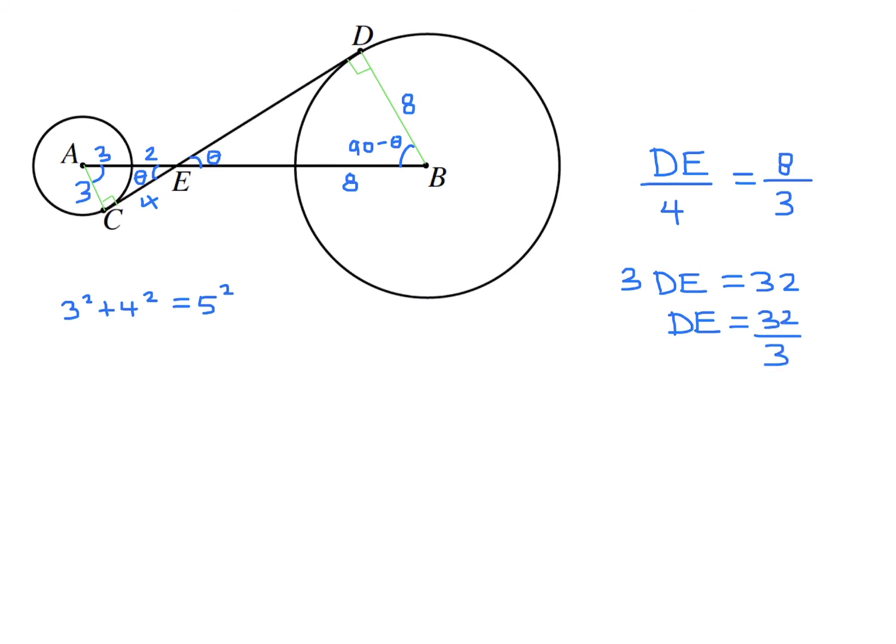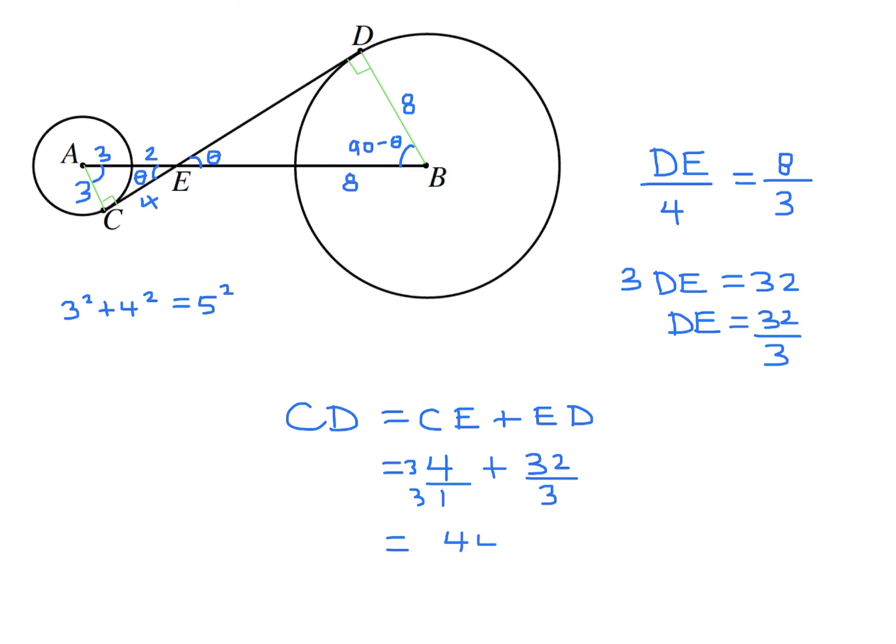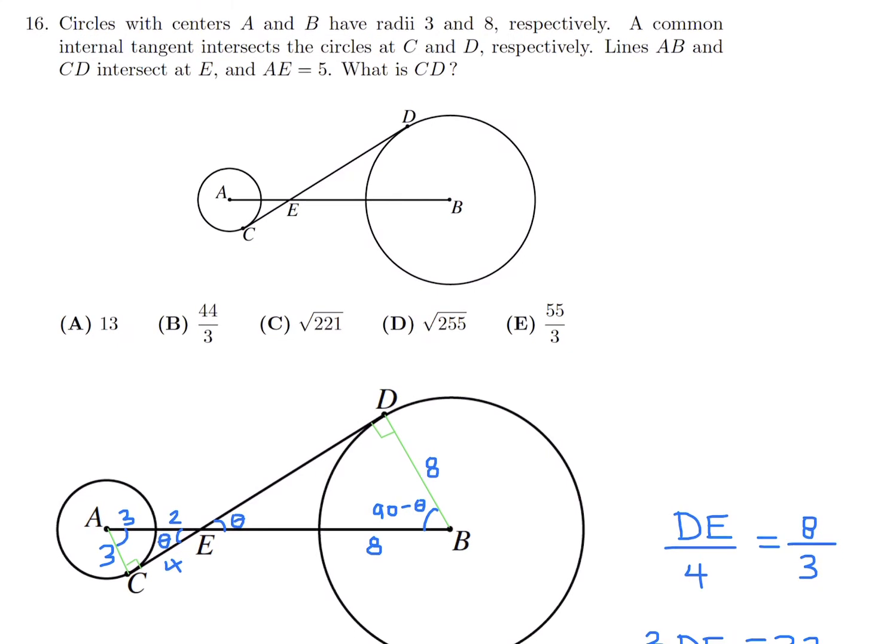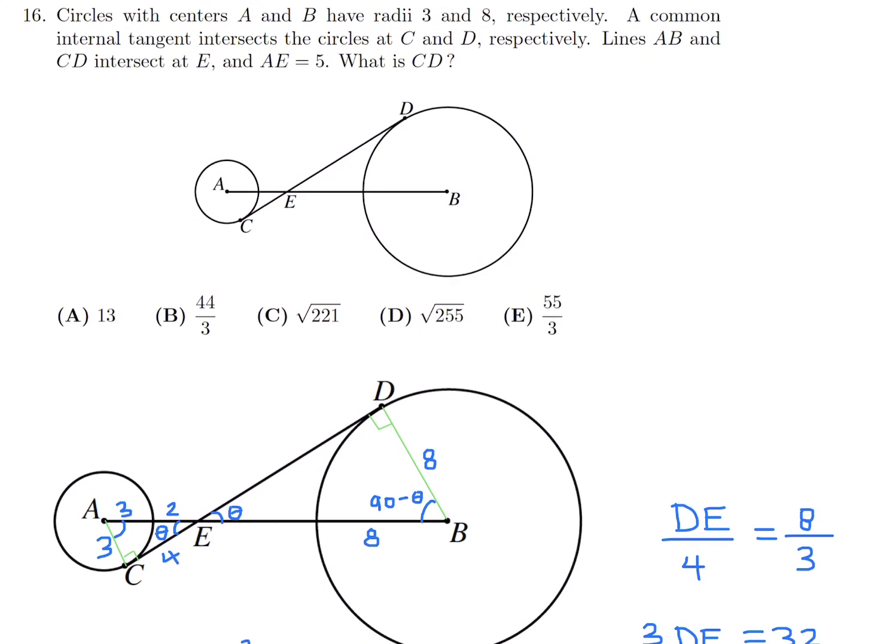And they want you to figure out CD, the whole distance from there to there. Well, from C to E is 4. And then from E to D, we just figured out was 32 over 3. So CD is equal to CE plus ED, like that. CE is 4, and then 32 over 3 is ED. Add the fraction, you got 12 plus 32, which is 44 over 3. And 44 over 3 for number 16 gives you choice B.